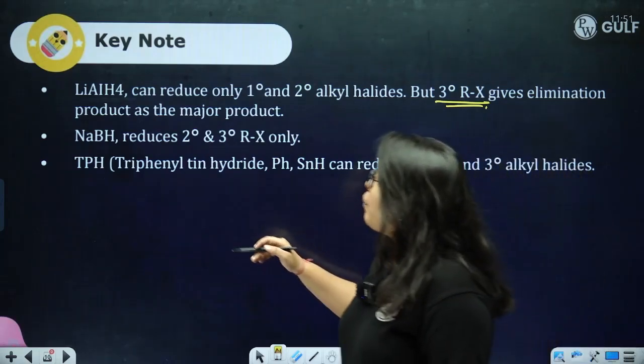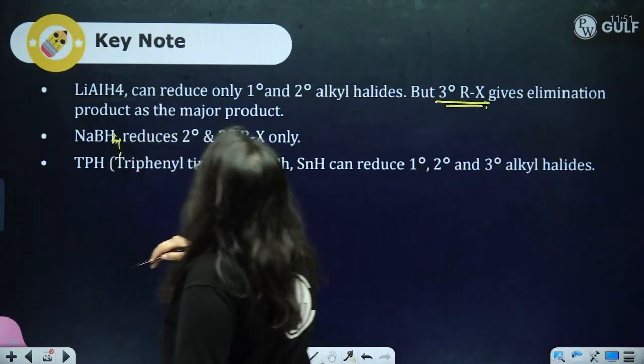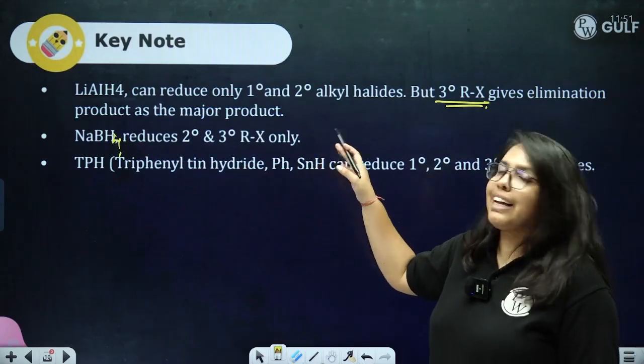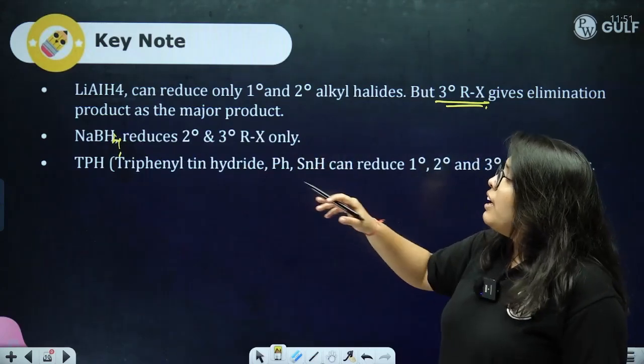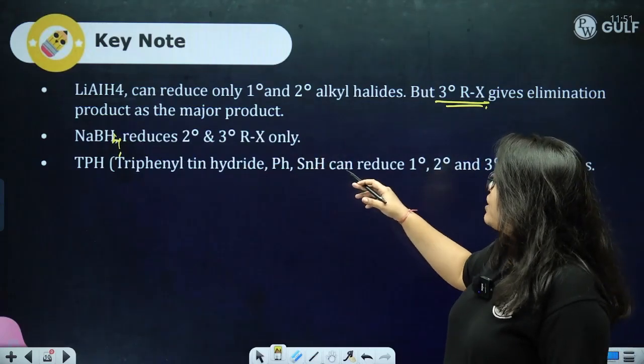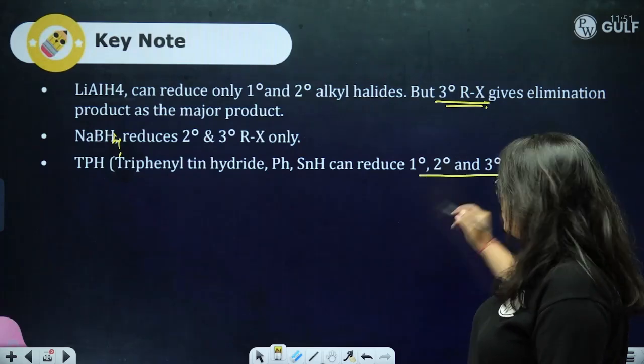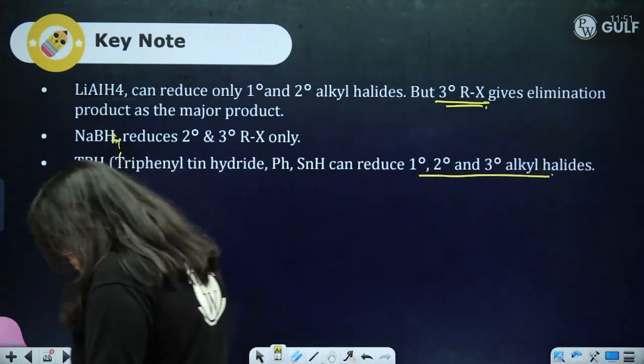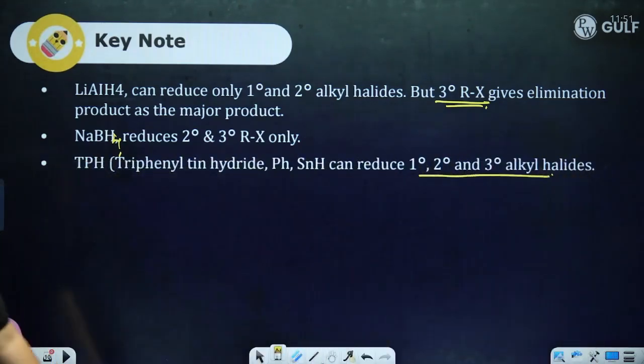And NaBH4 reduces secondary and tertiary alkyl halides only. Triphenyltin hydride, Ph3SnH, can reduce primary, secondary and tertiary alkyl halides, as you can see on the board.